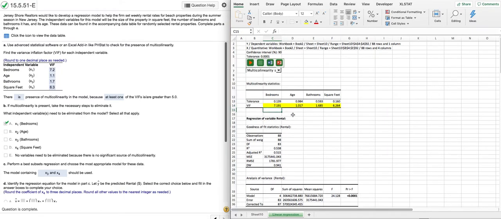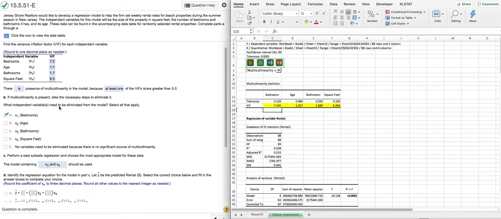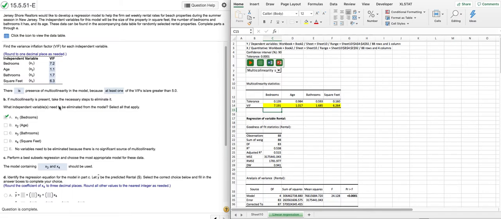Okay, so with that in mind, question B asks us to take the necessary step of removing one or more independent variables if we feel it's needed. So this is a little bit of a, I don't want to say trick question, but it does make you consider, what do we need to do when there is more than one variable that has some multicollinearity.